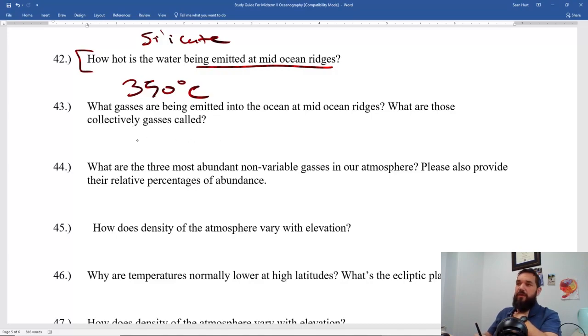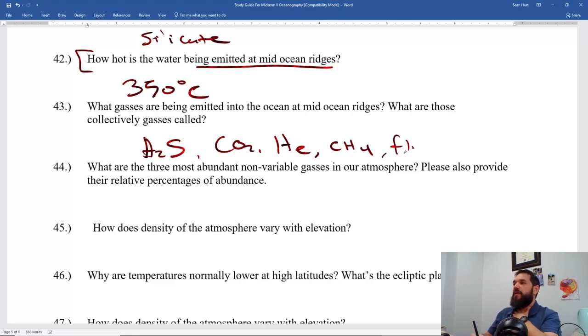There's a lot of different gases. There's H2S, that's hydrogen sulfide. There's also CO2. There's even helium. There's CH4. There's all sorts of gases there. There's fluorine too. Fluorine gas, I'll just put F2 for that. All those gases are collectively called excess volatiles. Okay.